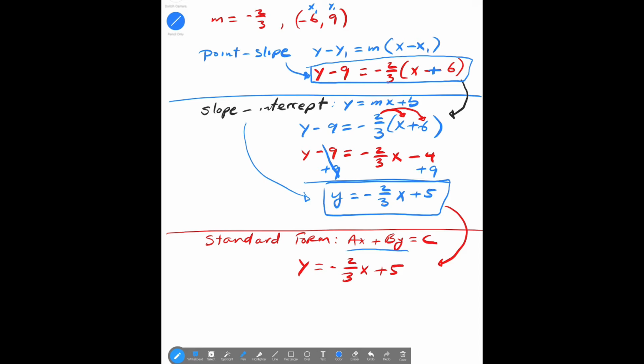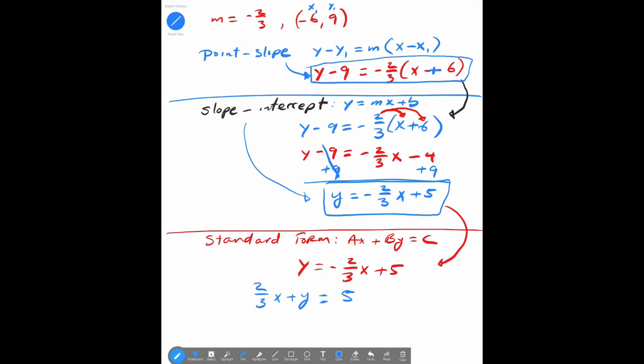For standard form, your x and your y need to be on the same side. So the first thing we need to do is move that to this side. Again, anytime you move any term across the equal sign, the sign in front of that changes. So we are going to move negative 2 over 3 x over to the left. That will make it positive 2 over 3 x plus y equals 5. So that's the first thing.